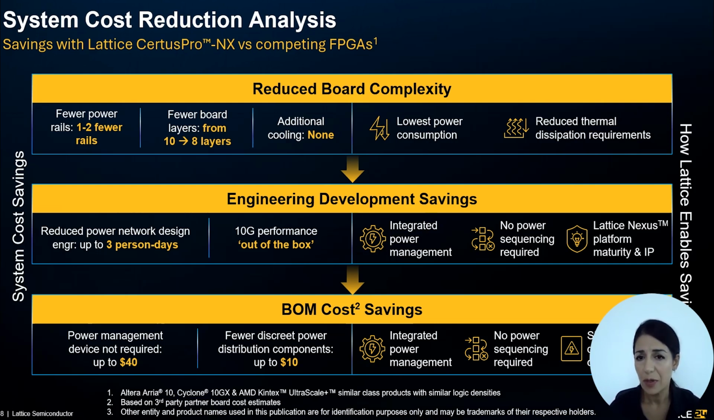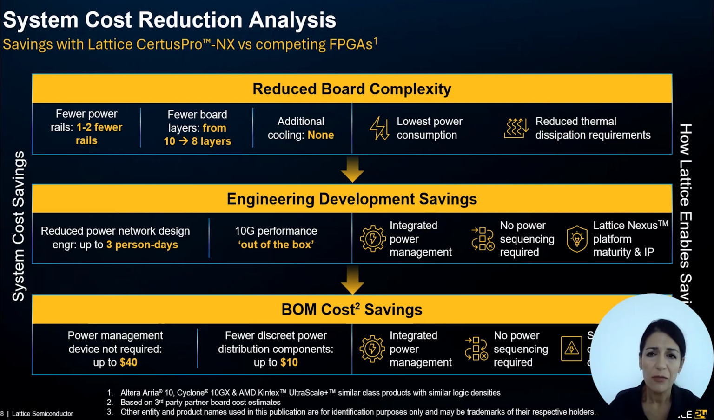So how does all this translate to actual dollars in savings, BOM cost savings? Well, first, if we look at power management and no need for power sequencing, based on Oregano Systems estimates, they saved up to $40 not having to have an external chip for the power management circuitry. They also said that another $10 or so was saved based on not having to have multiple discrete components that are required for a more complex power delivery network and that power sequencing requirement.